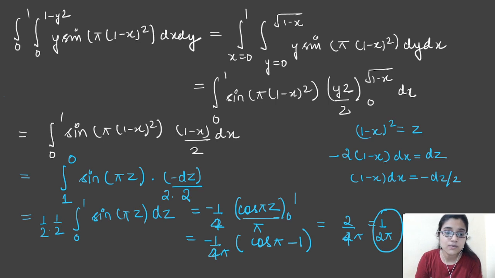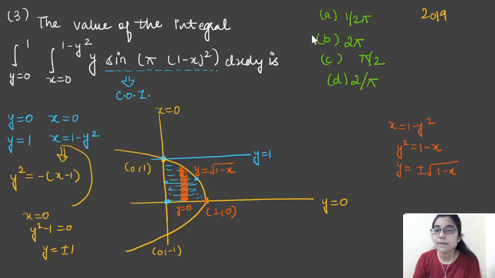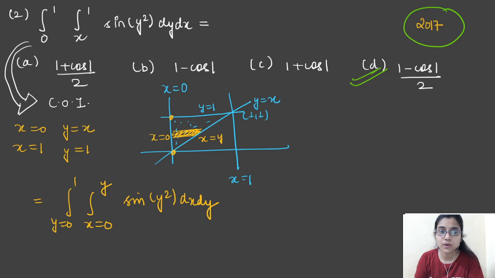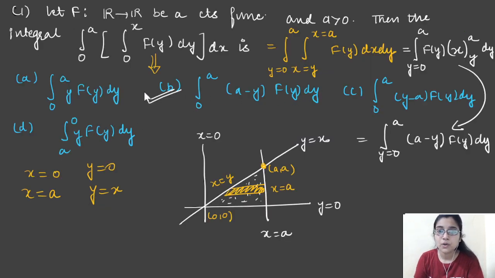So let's see which option we are getting. 1 by 2 pi, that is option A, is correct, and this question was from the question paper of 2018. So let's go to another question, that is going to be our question number 4. But before that, you just see one thing, that first we did a question that was from the question paper. Which question paper?